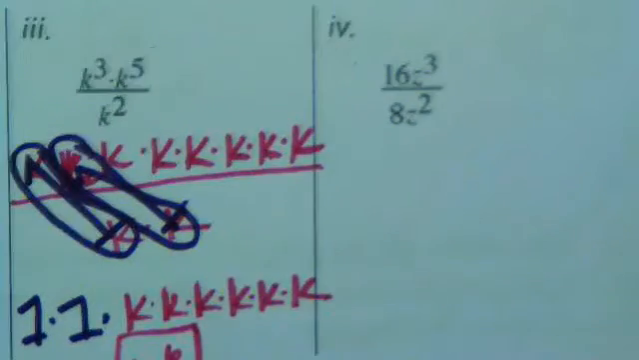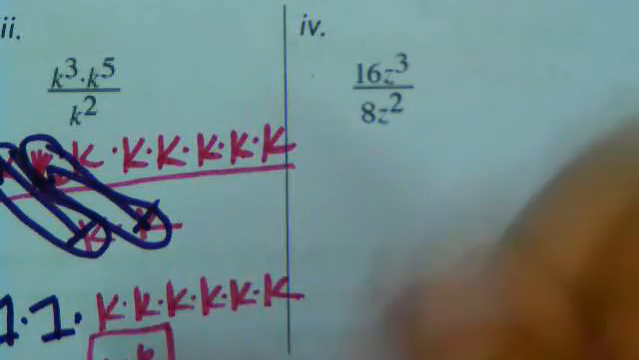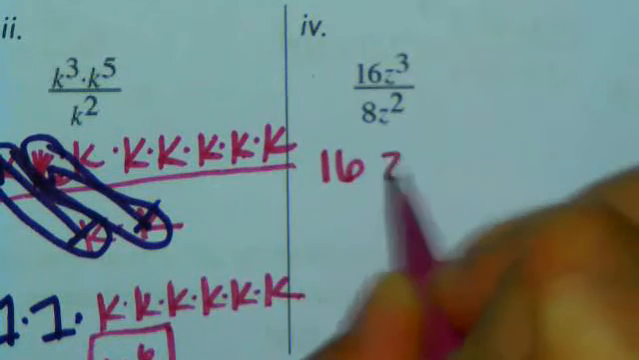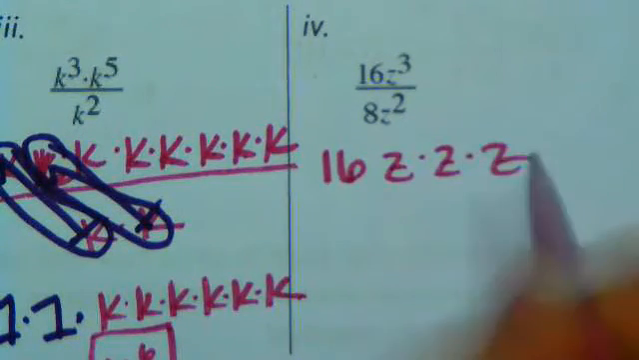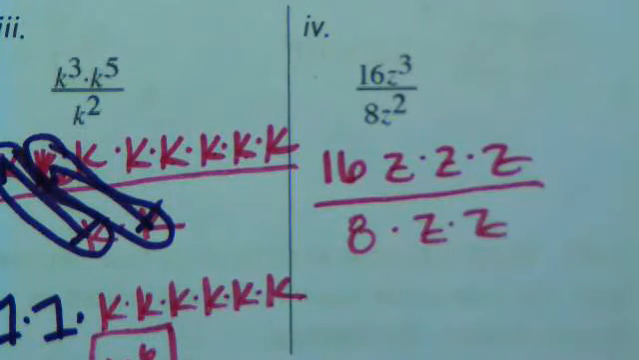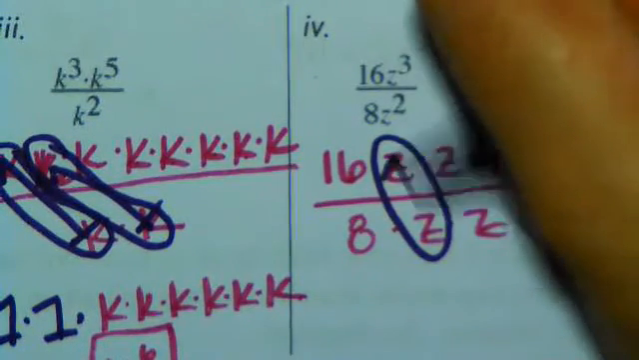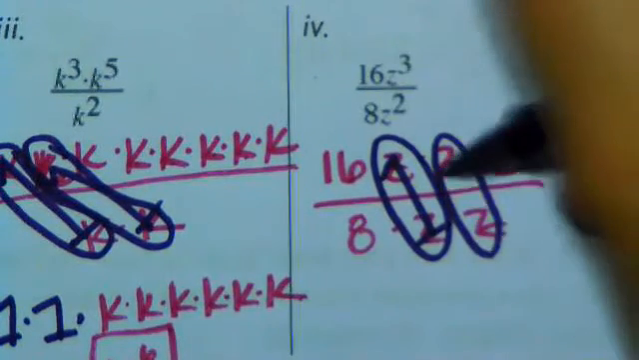And then on IV, I have 16 Z times Z times Z over 8 Z times Z. So let's find our magic ones. Z over Z, that's a magic 1. Z over Z, that's a magic 1.